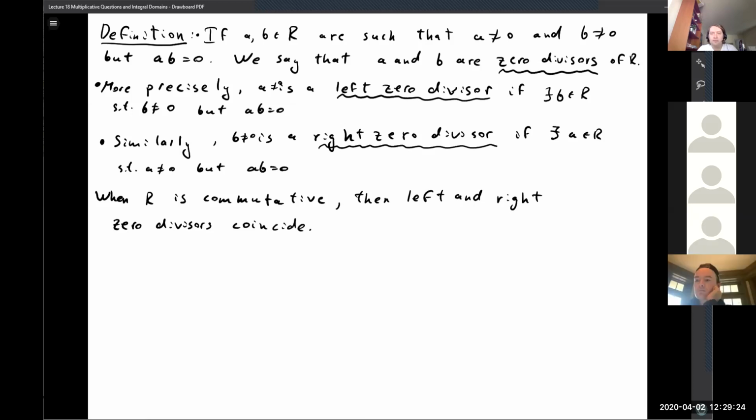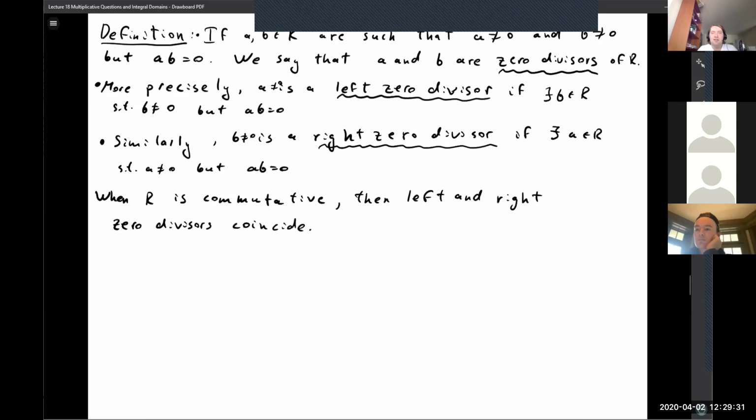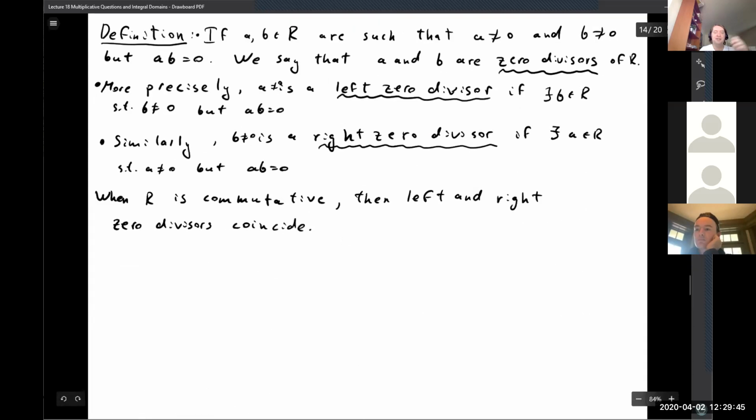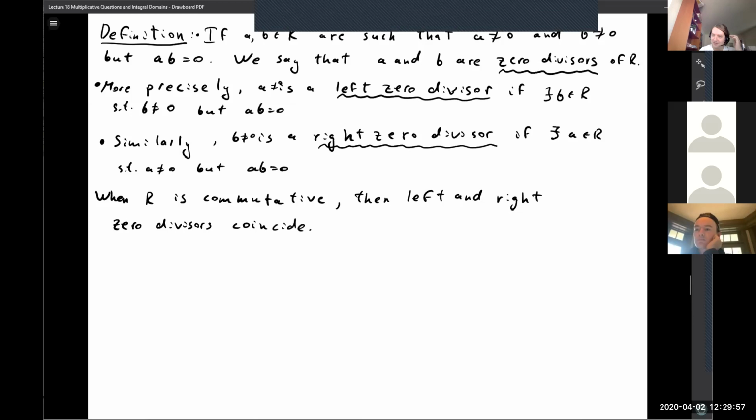Do left and right divisors coincide when R is not commutative? Well, that's a great question. If we look at slightly more sophisticated examples, we will find left 0 divisors which are not right 0 divisors. So I'll probably put an optional exercise about this in the next homework. Thanks for bringing this up.